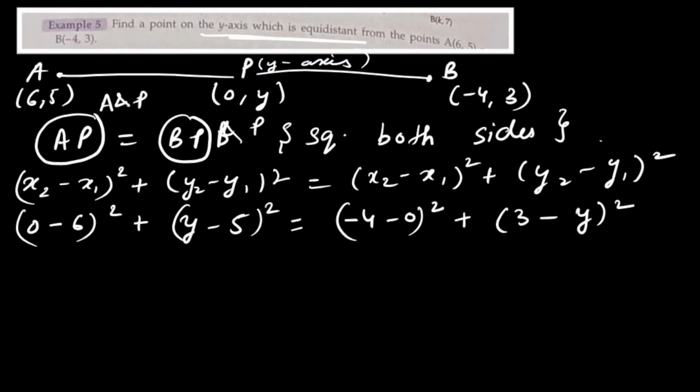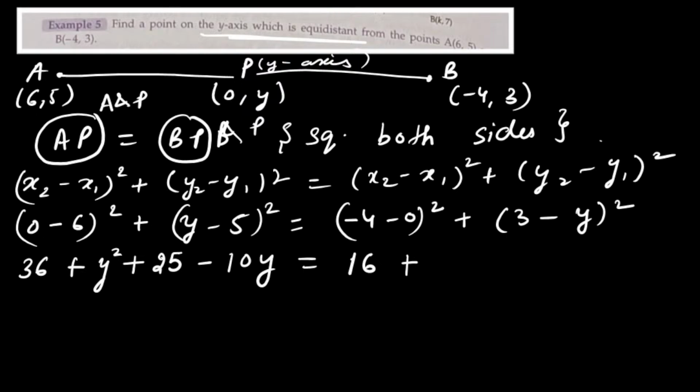So same like the previous question, you can just do the question along with me. Negative 6 whole square, if I do, is positive 36. Here we have to apply the identity (a minus b) whole square, which is a square plus b square minus 2ab. 5 square is 25, and directly I am going to write minus 10y here. So identity you can apply. Minus 4 whole square is plus 16.